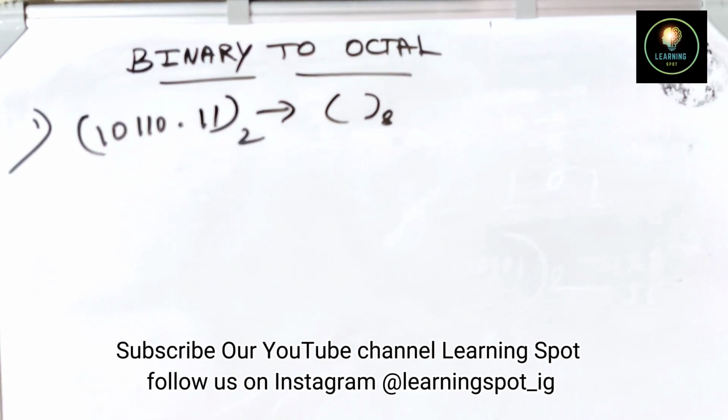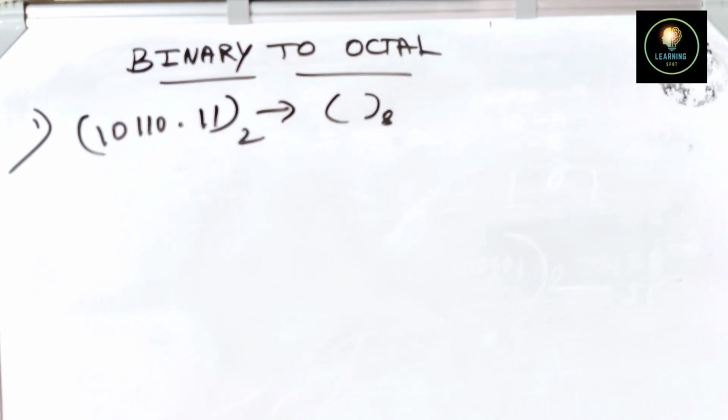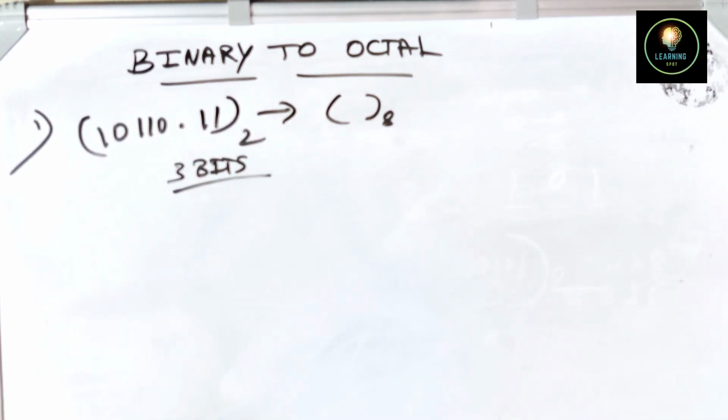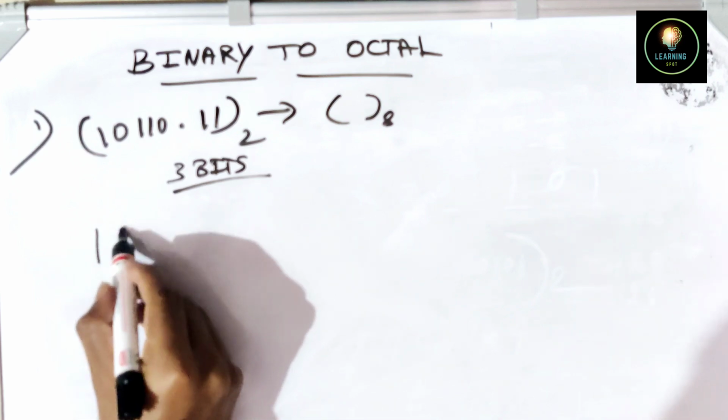So now we will look into binary to octal conversion. This is also very simple. In octal we only use 3 bits. So this is very important. We only use 3 bits. Okay, so now write it as it is.